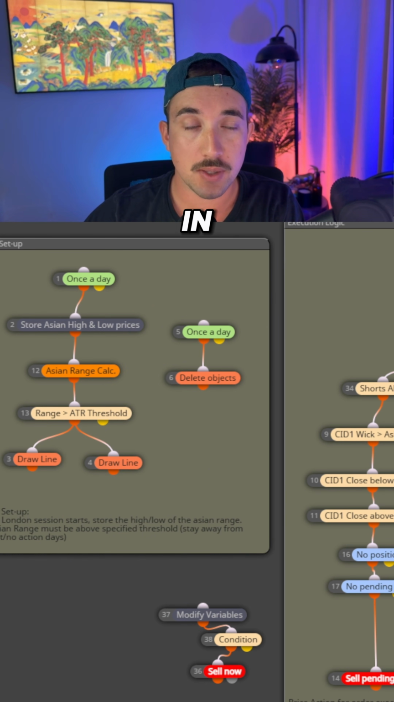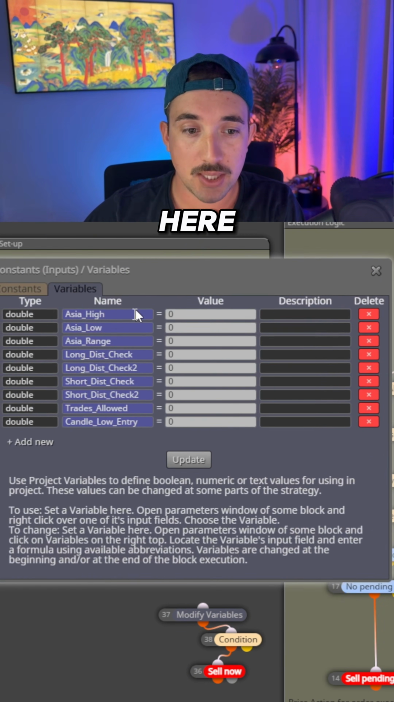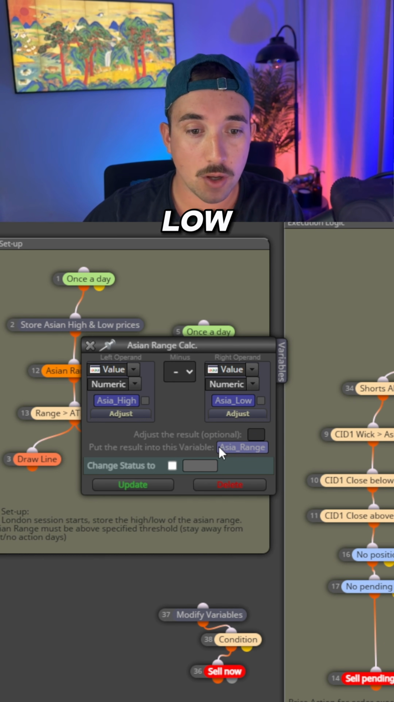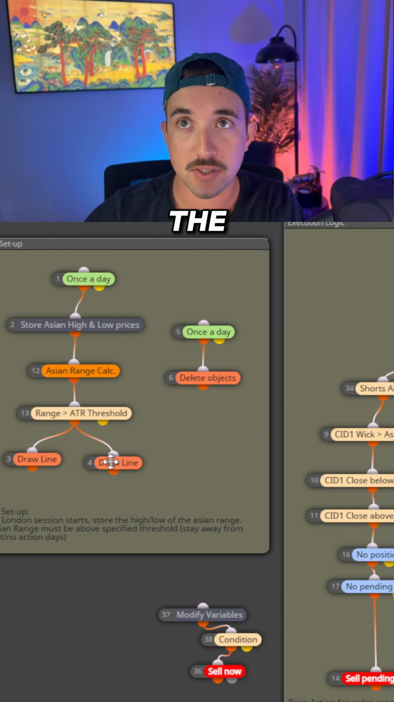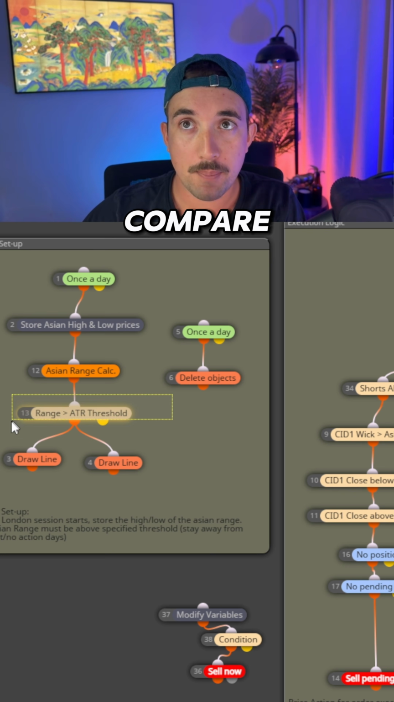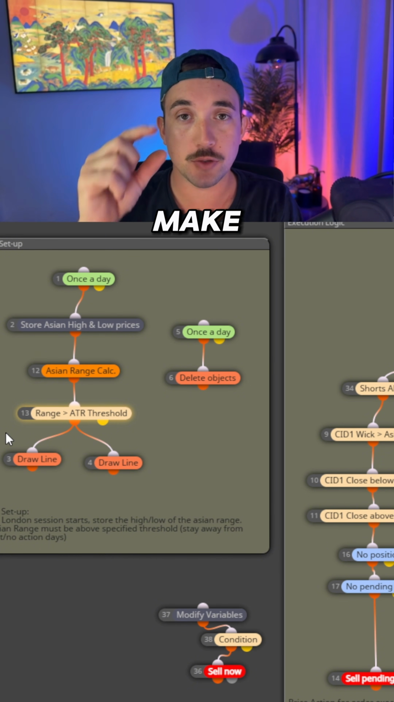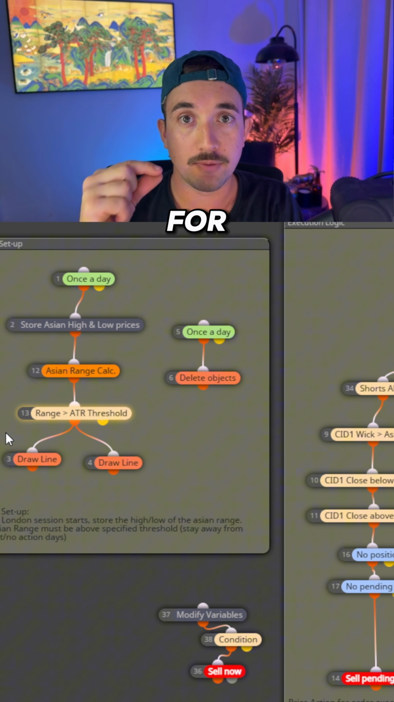We store those values in modified variables. The modified variables are here: Asian high, Asian low, and the Asian range. We then take the Asian high minus the Asian low, and we get the Asian range. This gives us the size of the Asian range. And in this block, we compare the Asian range to the ATR because we want a certain size range to make sure that it's compressing in price, getting ready for a breakout.